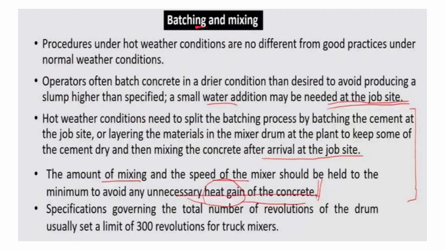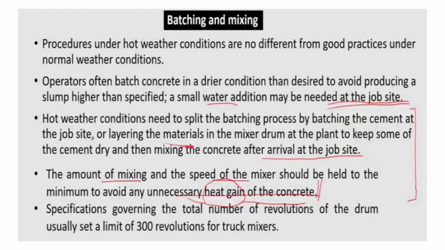Now let us see how we can go for batching and mixing, and how the batching and mixing process affects this. The procedures under hot weather conditions are no different from good practices under normal weather conditions. Operators often batch concrete in a drier condition than desired to avoid producing a slump higher than specified. A small water addition may be needed at the job site. Hot weather conditions may need to split the batching process by batching the cement at the job site, or layering the materials in the mixture drum at the plant to keep some of the cement dry, and then mixing the concrete after arrival at the job site. So these are the things that can be done.